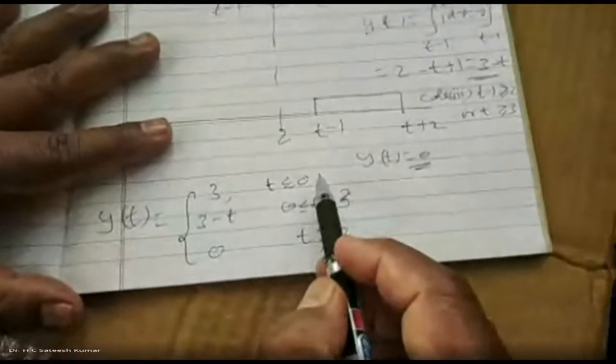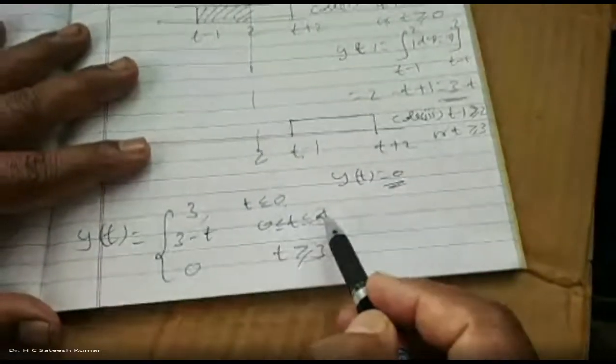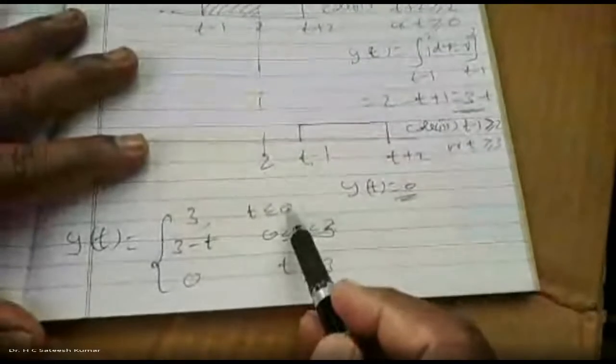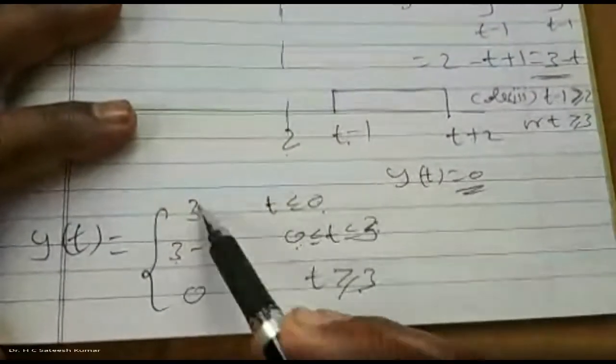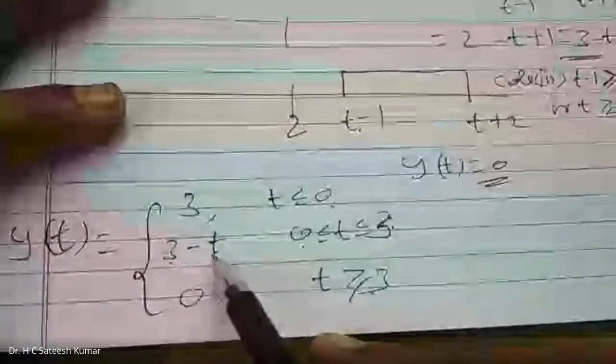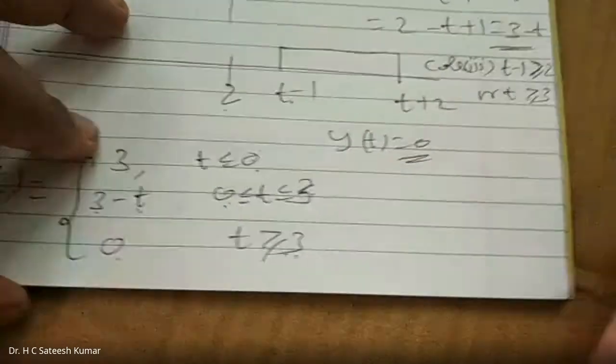Okay, cases you verify first. Minus infinity to 0, 0 to 3, 3 to infinity. So no gap, no overlap. At 0 we get 3, 3 minus 0 is 3. So therefore, same answer: at 3, 3 minus 3 is 0, and it is 0. So it's correct only. Now we go for the sketch.